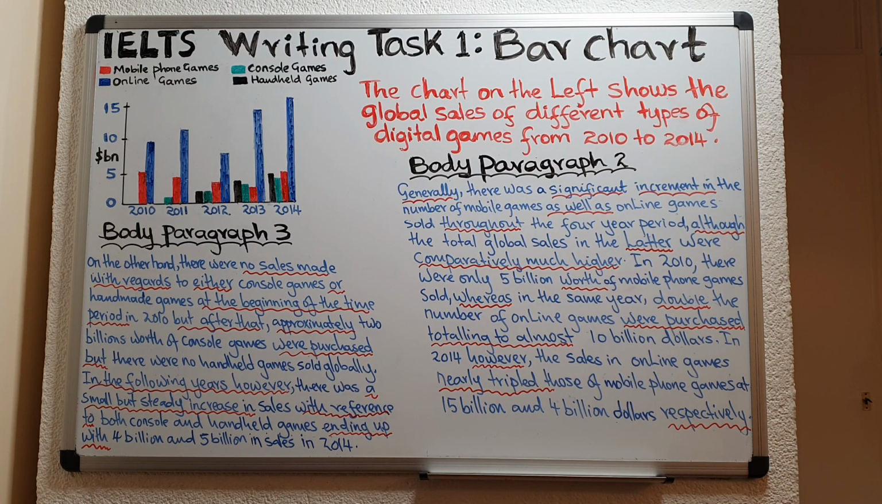For example, in the essay, I used a lot of figures like 5 billion, 10 billion, 15 billion, 4 billion, and also make sure that you refer to the years. Now, so that's how you write your Task 1 based on this particular bar chart if you want to score a Band 9. All the words that I've underlined for you in red should help you to build your vocabulary so that you're able to write a good Writing Task 1.